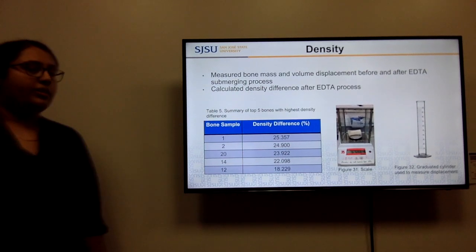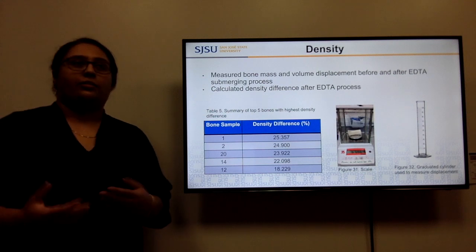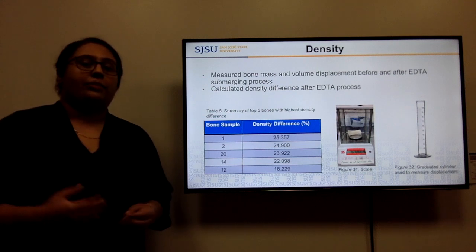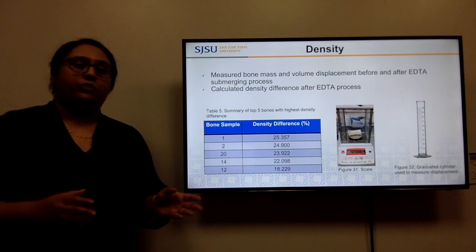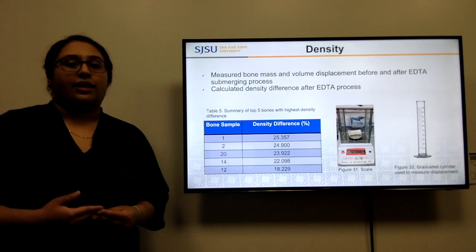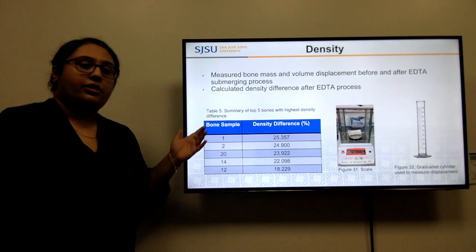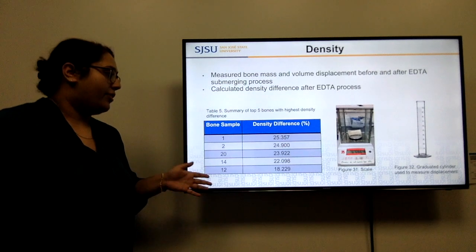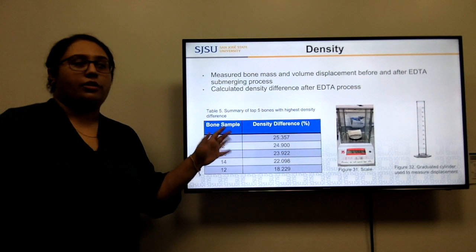So to determine if we were properly able to simulate osteoporosis, we measured the bone mass and volume displacement of the bones before and after EDTA submersion and used those values to calculate the density difference of the bones. And in this table here, you can see the top 5 bones that reached a density difference of around 25%.